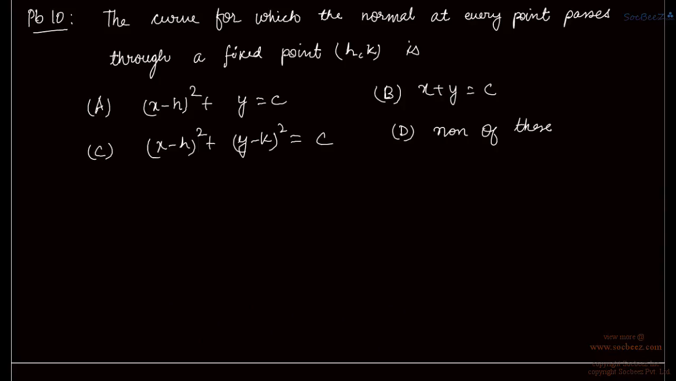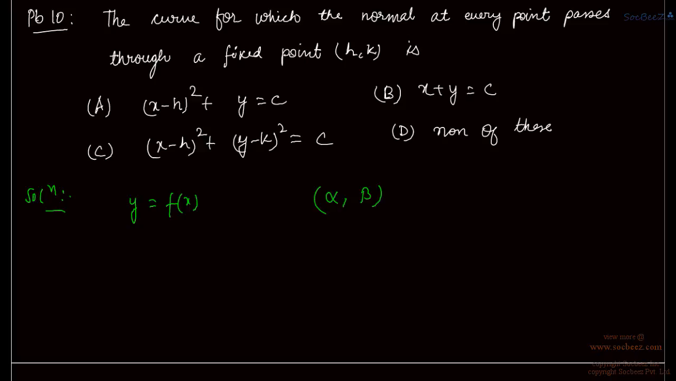Now we have the last problem, problem number 10. The curve for which the normal at every point passes through a fixed point (h, k). So we have to find the equation of a curve such that the normal at any point on that curve passes through this fixed point. Okay, so let us have a curve whose equation is y is equal to f(x), and let us have a point say (alpha, beta) on that curve.